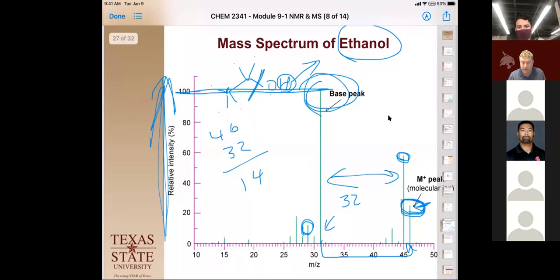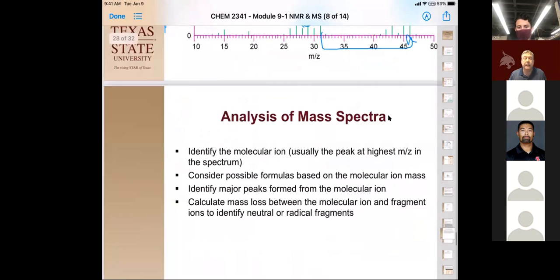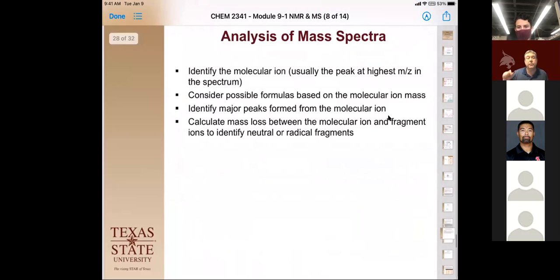All right, so when we analyze things, the first thing we do is we identify that molecular ion peak, because that tells us the basic place where we can start finding our empirical formula. Now, based on that mass, we consider the possible empirical formulas based on that. So let's say you had an atomic mass of 100.